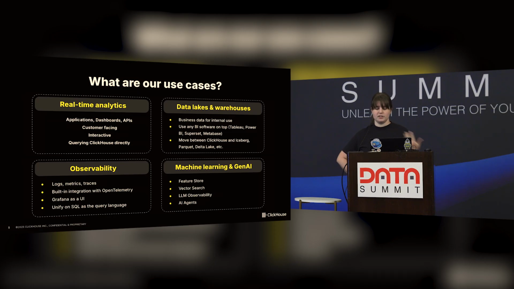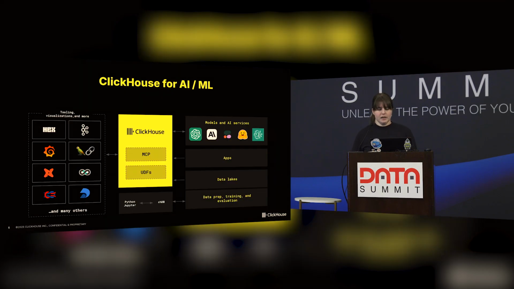And then machine learning and Gen AI. That includes a feature store, vector search, LLM observability, or AI agents. Those are the big four. So this is how ClickHouse looks when we talk about AI and ML. It hooks up to a lot of the tooling and visualizations that you take advantage of, whether that be something like LangChain or Grafana or Hex. And then it also connects up to the models and AI services. I'm going to show better visualizations of how this architecture ends up looking.